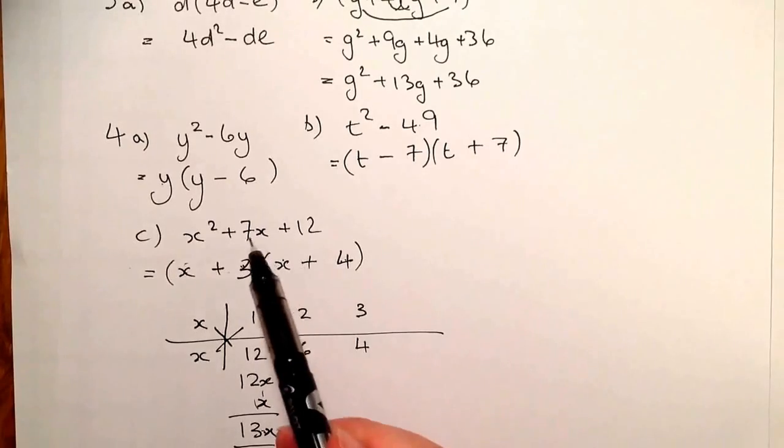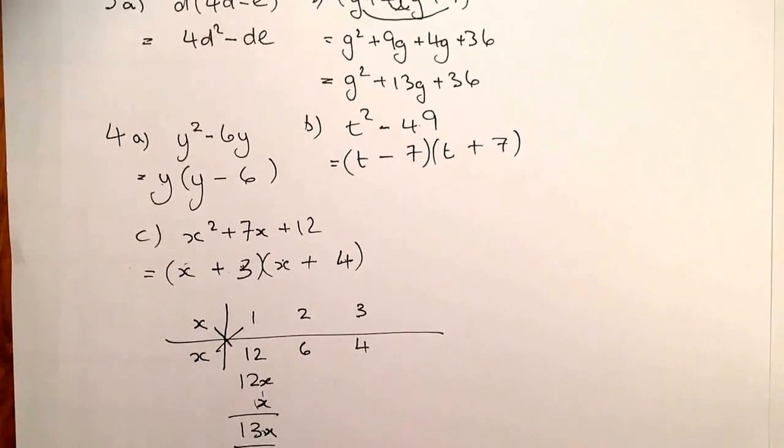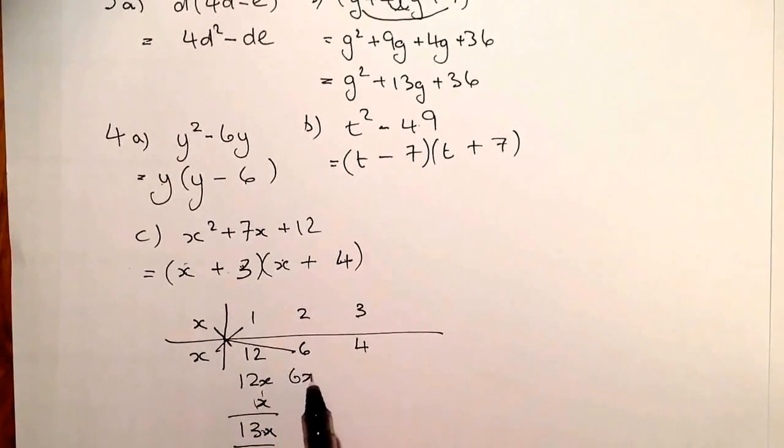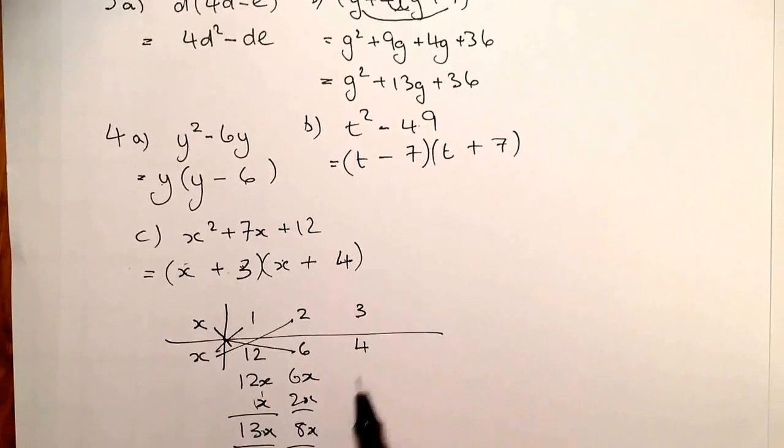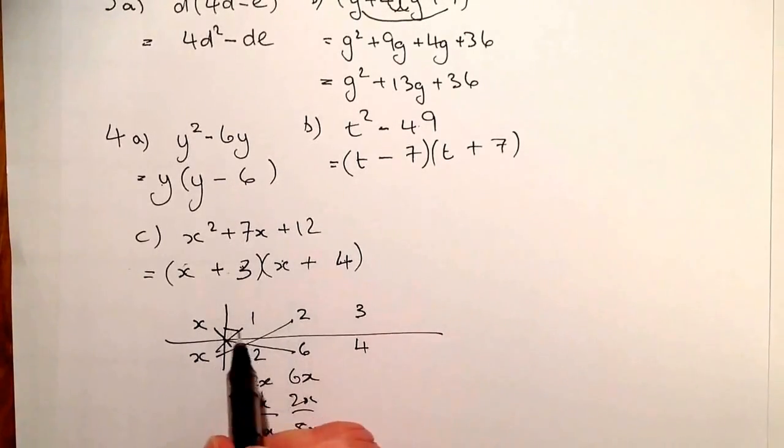I'm going to compare that with the 7x. If they're the same, I've found the factors. In this case I haven't. 1 and 12 are not the factors. I'll just continue along the table, just doing the same thing, gathering them up, and again 8x is not the same as that, so these are not the factors.